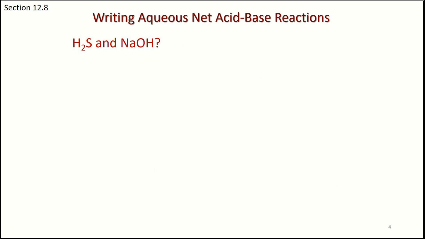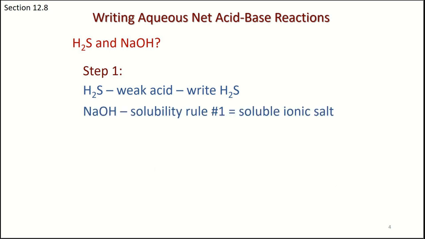Let's go through some examples. Say we have hydrosulfuric acid and sodium hydroxide. The first step would be identifying the species that are present in solution. We notice that hydrosulfuric acid is a weak acid. Therefore, we would just write its formula as is. Sodium hydroxide, when placed into water, is soluble, so that will form soluble ions. Therefore, we have the sodium ion present and the hydroxide ion present.